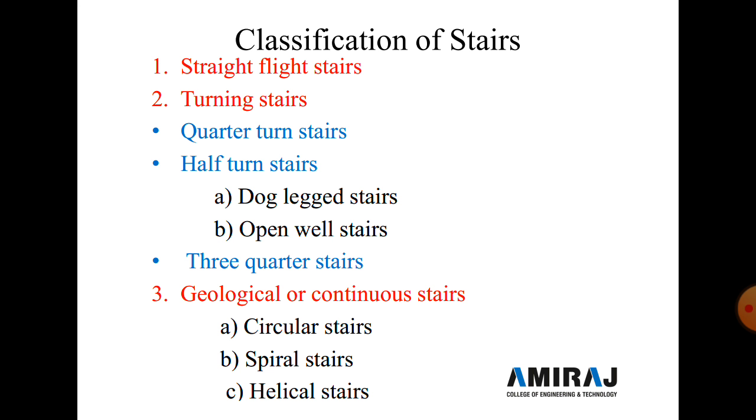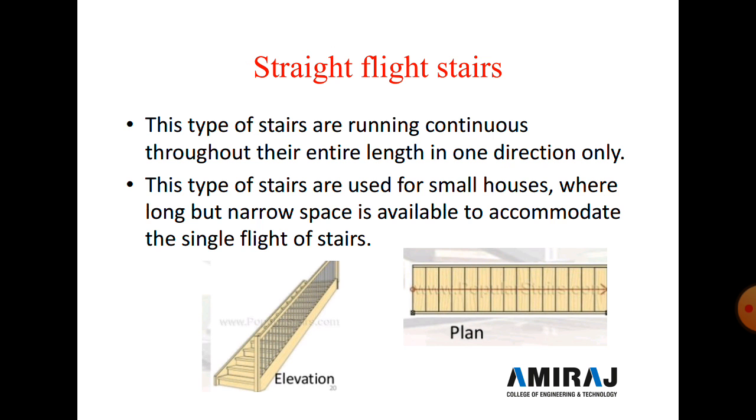Here the straight stair is generally used in residential buildings. A turning stair is provided where the area given for the construction of the stair is less, and also if the height of the building or floor is much more, a turning stair is provided. And a geometrical or continuous stair is provided where the area given for the construction of the stair is less and the height between the two floors is less. So we provide a continuous or geometrical stair.